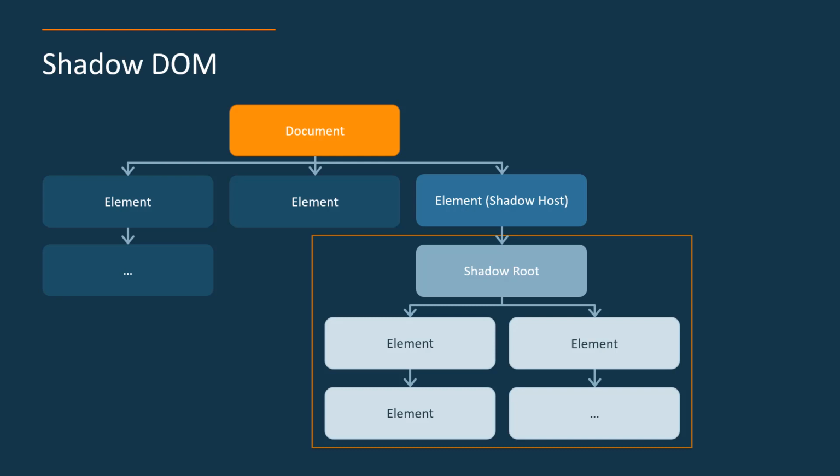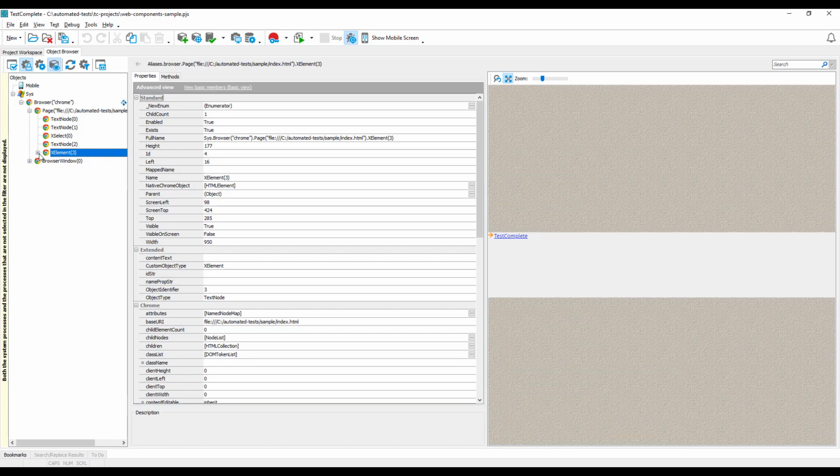Web Component specification defines two modes in which a Shadow DOM tree can exist: open and closed. Open trees allow accessing their contents, while closed trees prohibit accessing their contents from the outside. TestComplete can access elements residing in open shadow trees.